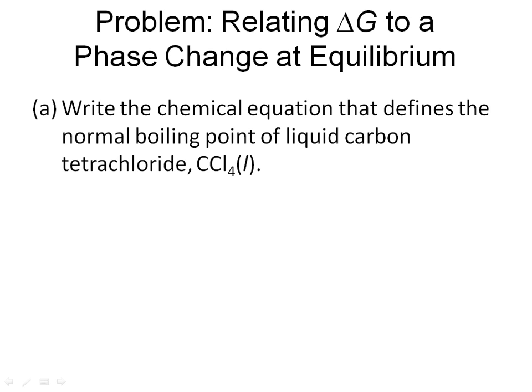Okay, so it seems pretty straightforward. We've got CCl4 as a liquid, and it's going to CCl4 as a gas. One thing that you might have forgotten is that we're talking about the boiling point. And hopefully you remember that phase changes are always equilibrium situations. So I actually need to use my reversible arrow here, because as long as I keep this at the boiling temperature, I'm going to have both the liquid and the gas in equilibrium with each other.